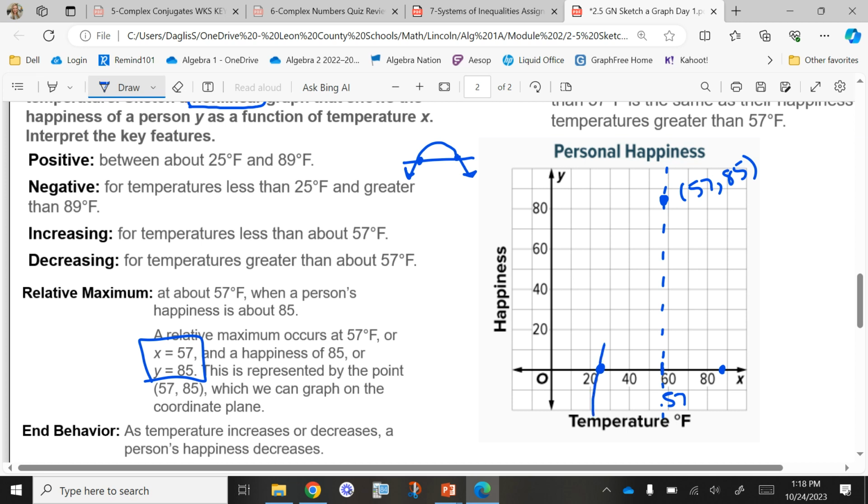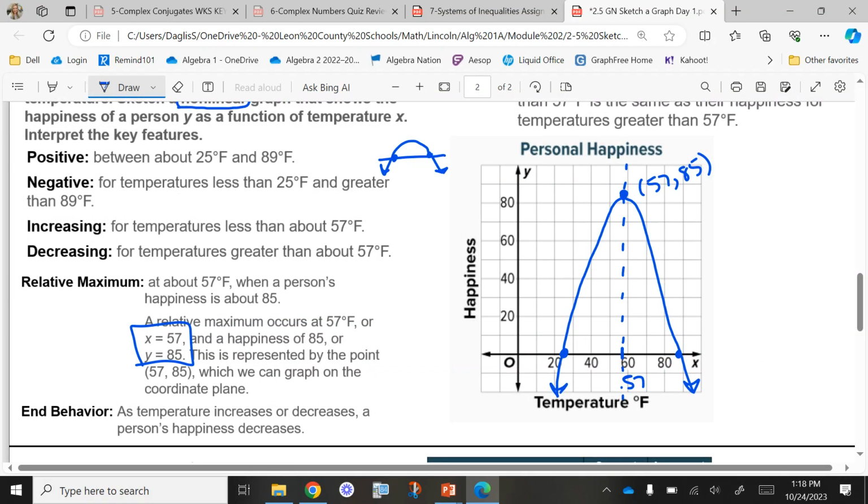So we're going to go up, reach our maximum point, and then we're going to come back down, like that. Does that make sense? Make sure you reach that maximum point. My end behavior, it does match.